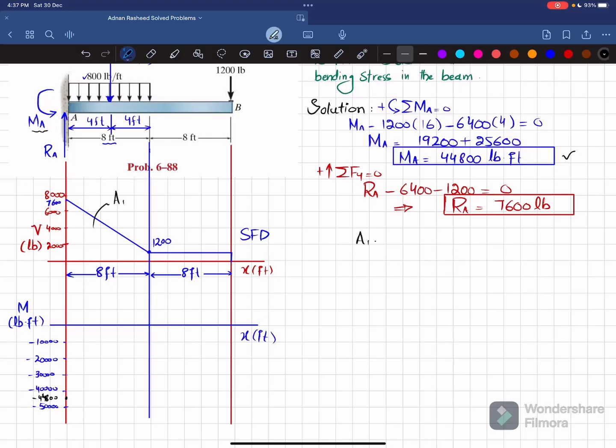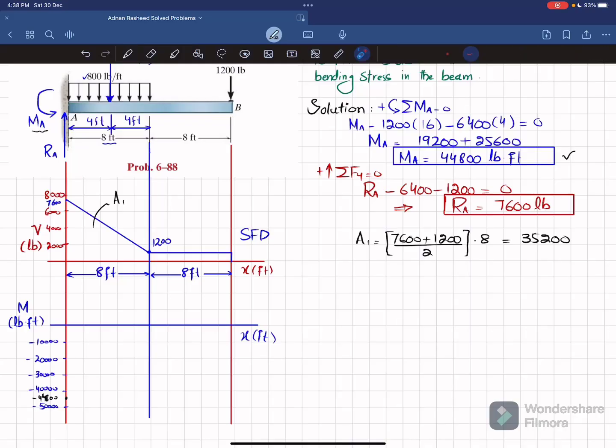So A1 will be equal to this height, which is 7,600, plus this height. So I will write it 7,600 plus 1200, divided by 2, into this breadth, which is equal to 8 feet. This is how we find the area of a trapezoid. When you solve this, this area will be equal to 35,200.